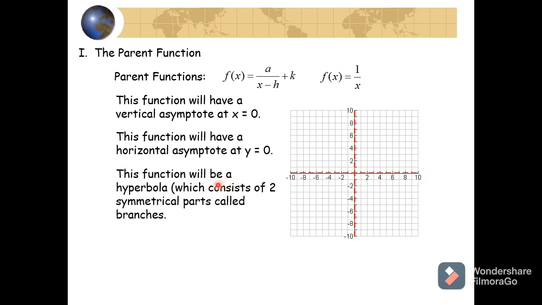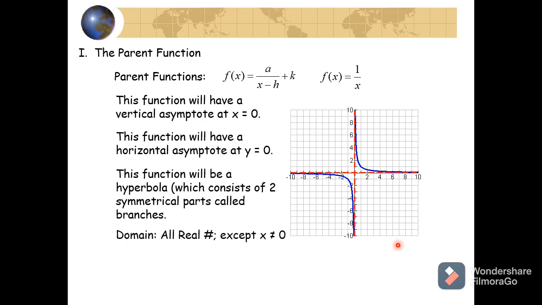This function will be a hyperbola which consists of two symmetrical parts called branches. So, this is the graph, or the two branches of the given equation. Since the 1 is positive, your graph will be in section 1 and section 3. The domain of this one is all real numbers except 0, x is not equal to 0. Because if your x is equal to 0, it will hit your asymptote. As they say, it should not touch the asymptote. And then, for the range, all real numbers except y is equal to 0.